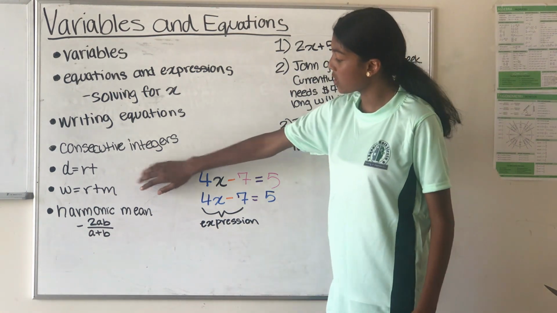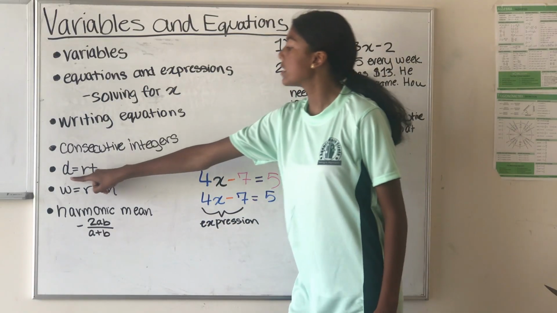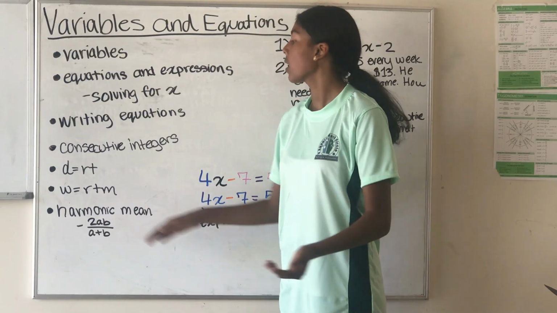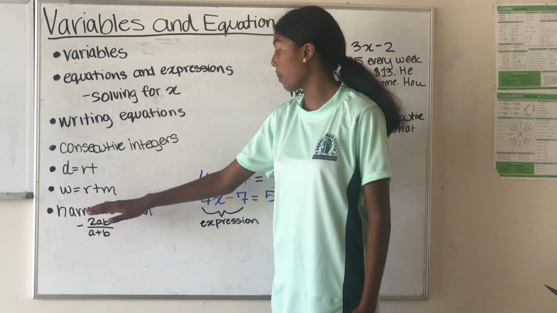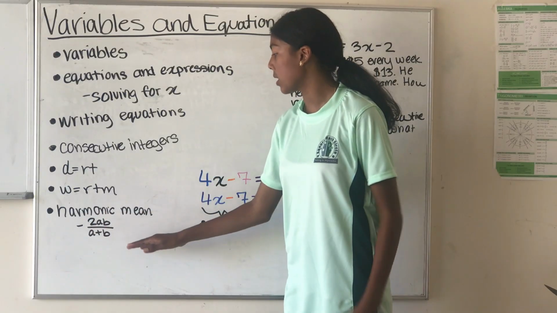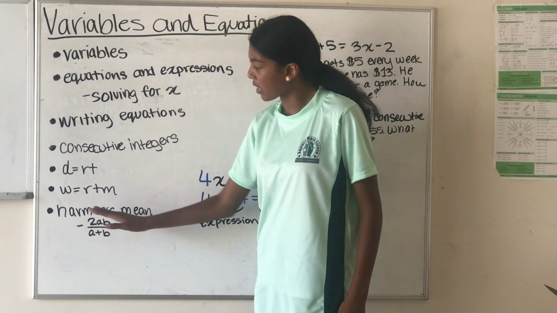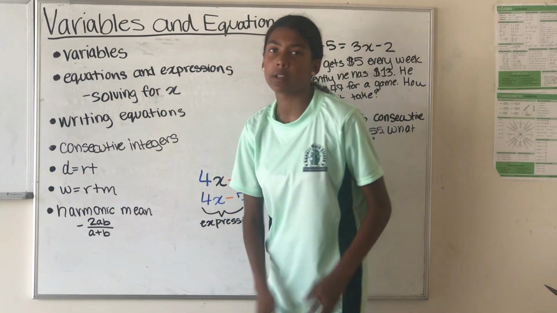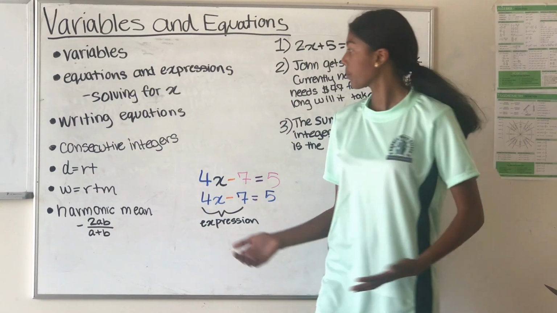And then we have these 3 formulas which are really important. D equals distance equals rate times time, mainly for speed, distance, time. Work equals rate times time times manpower, and harmonic mean, which, I know that looks like a negative, but that's just a dash, like up here: 2ab over a plus b. That is to find the average of 2 different speeds.